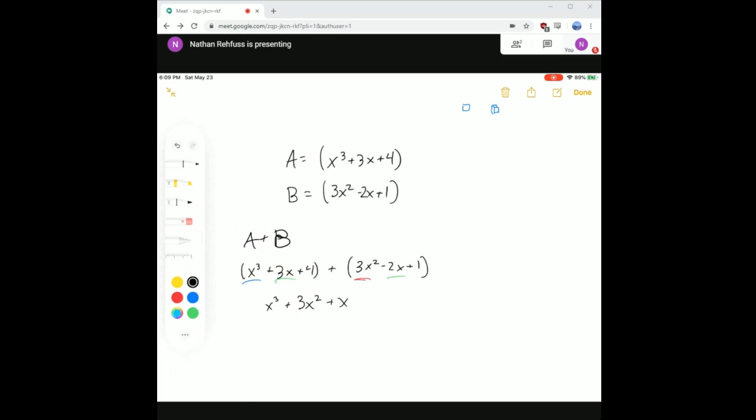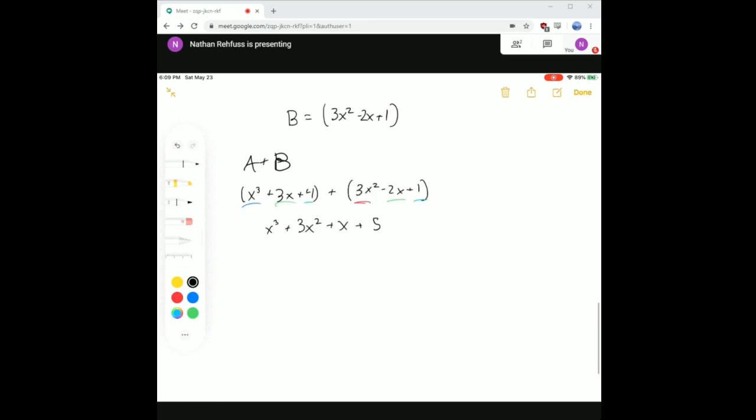And then 4 and 1 are like terms. They're both constant terms. 4 plus 1 is 5. So my final answer is x cubed plus 3x squared plus x plus 5. You see? Nice and simple.